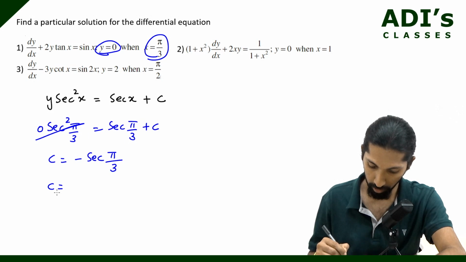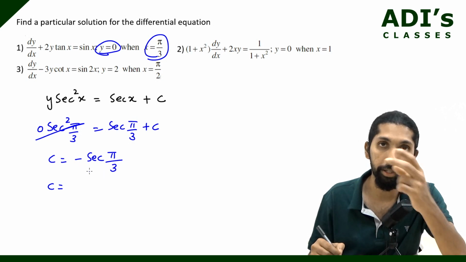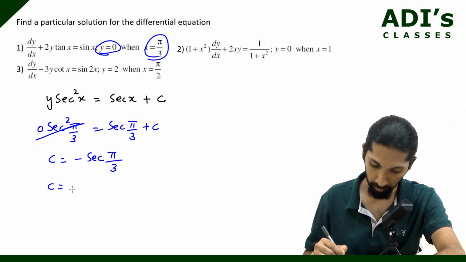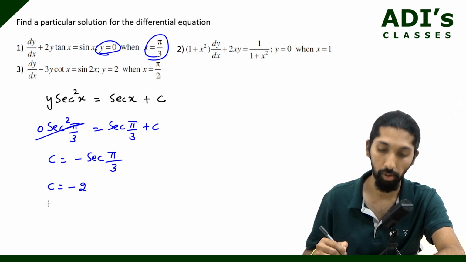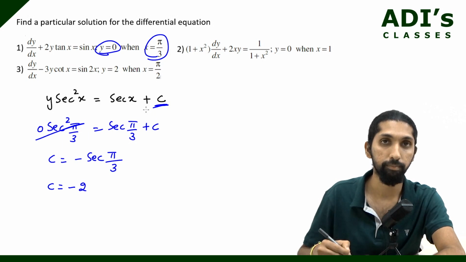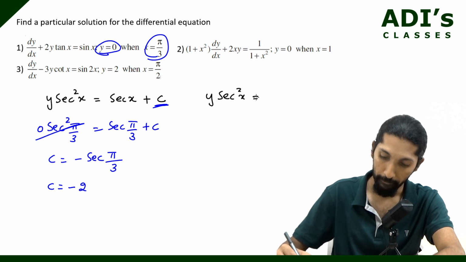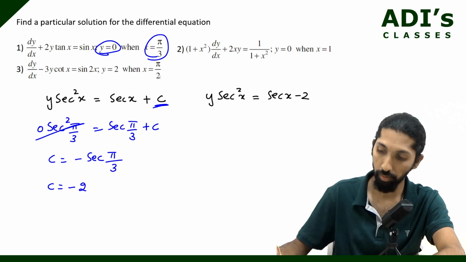So c is equal to, what is secant pi by 3? Secant pi by 3 is basically 2. So this is going to be minus 2. So substitute the c value in the given equation. So final answer, y into secant square x is equal to secant x minus 2.